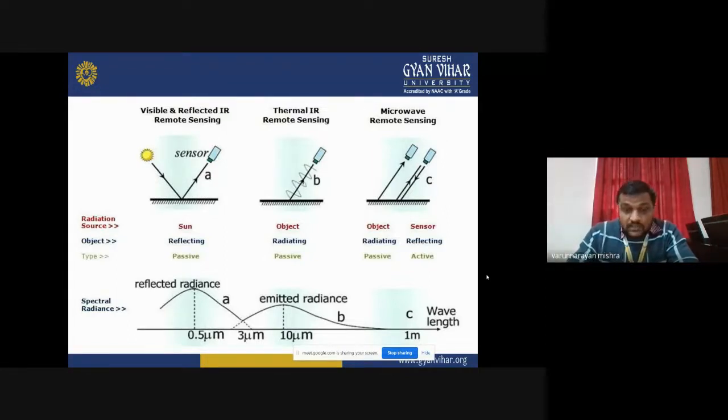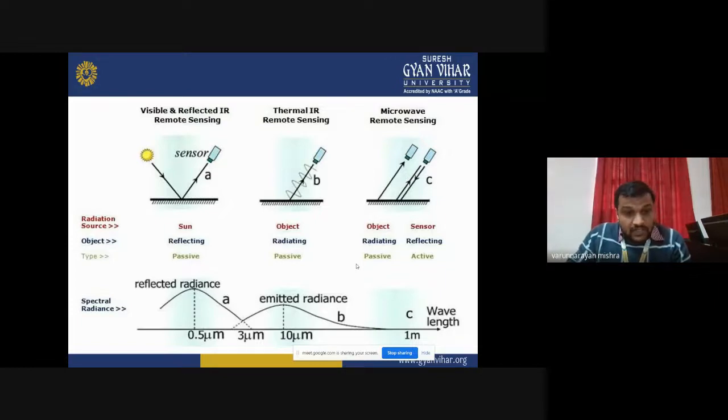Thermal infrared remote sensing is a process in which the sensor gathers information in terms of emitted energy. The earth surface emits the energy, and that energy is received by the sensor. These kinds of sensors are known as thermal sensors or thermal infrared sensors. The third type is the microwave remote sensing process, in which the sensor produces its own source of energy. The energy is transmitted towards the target on the earth surface, and the backscattered energy is captured by the sensor.